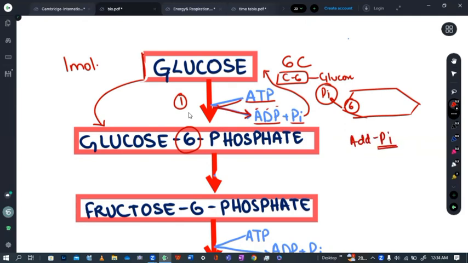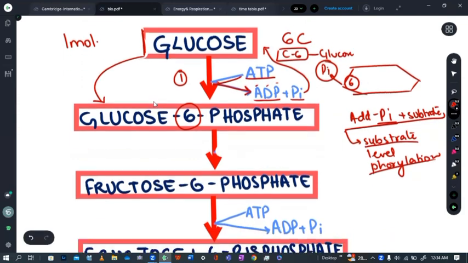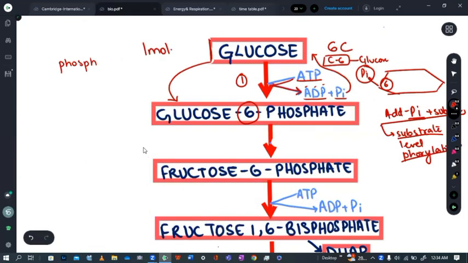The addition of phosphate to a substance is known as substrate level phosphorylation. Phosphorylation is simply the addition of phosphate to a substrate. Okay, so in the first step, we have the phosphorylation of glucose taking place.